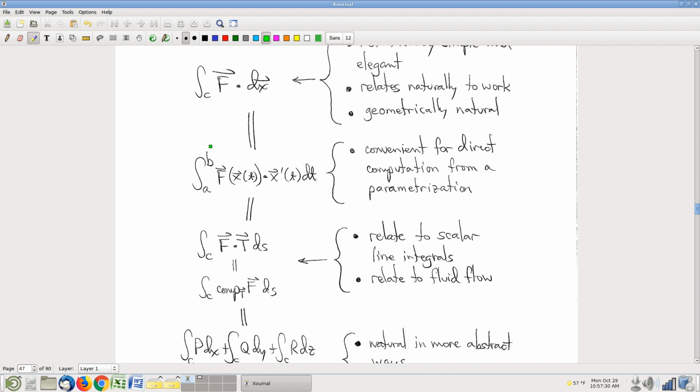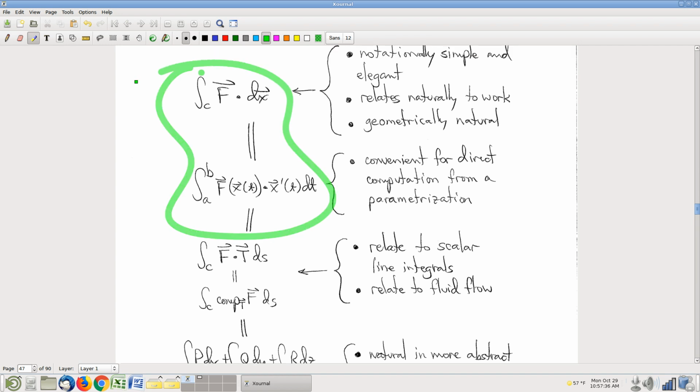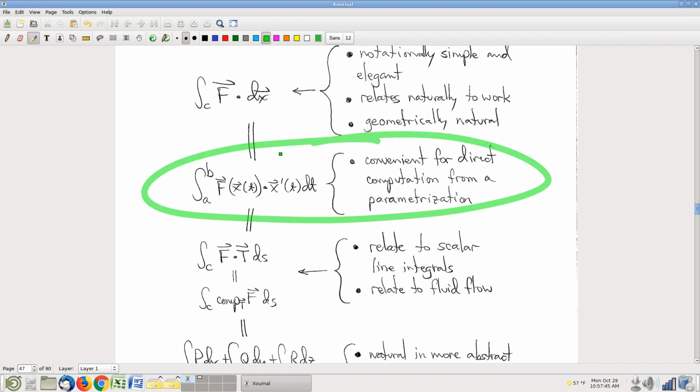Now, but there are these other notations around here, right? So the very first thing we proved is this right here, that if you want to do a pullback through a parameterization, well, here you go. So this is another way that people could write a vector line integral, and it's very convenient for direct plug and chug computation, which is nice.